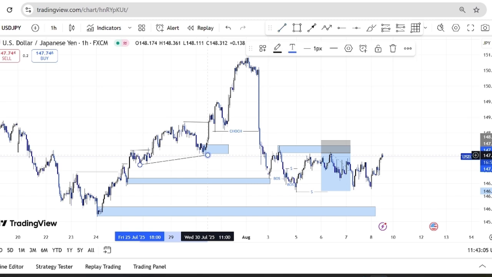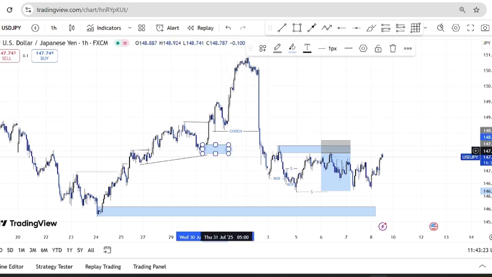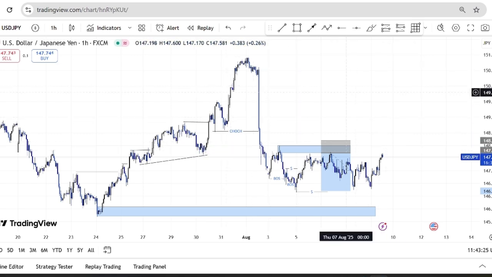All of this was considered as liquidity. Watch the first video to understand the concept better. Liquidity is taken out before popping to the downside. So now let's take this off and see what was behind the trade this week.